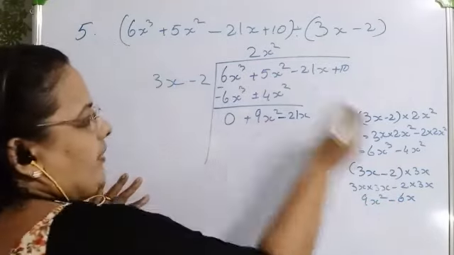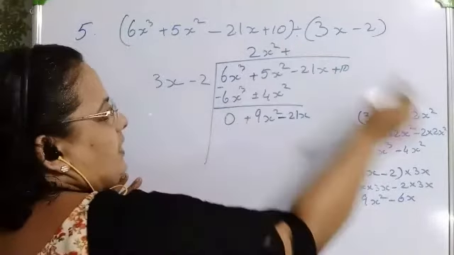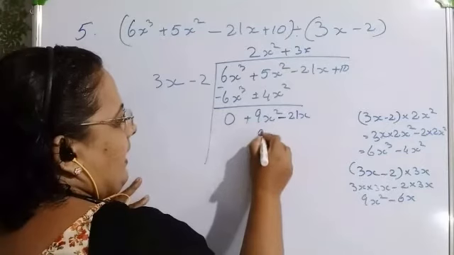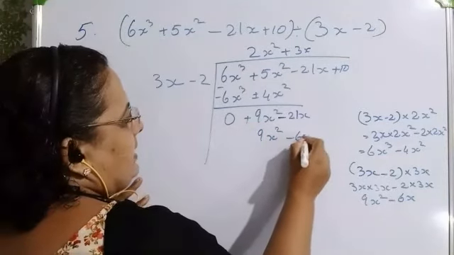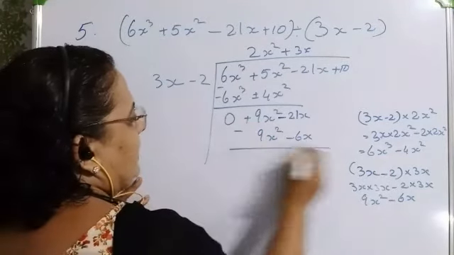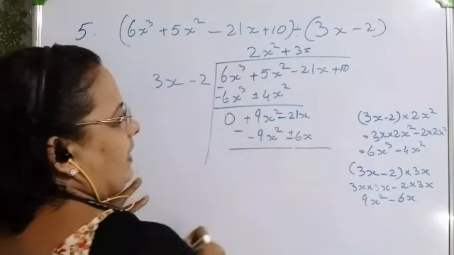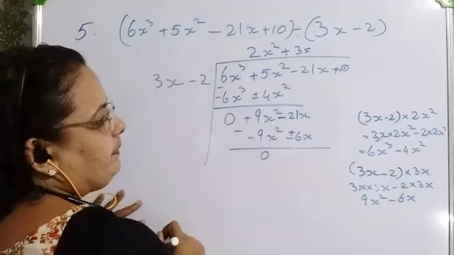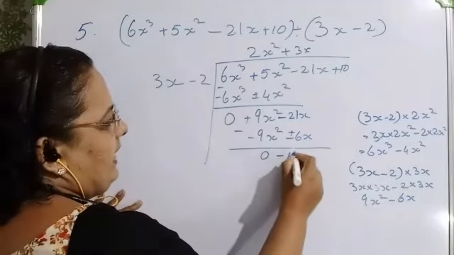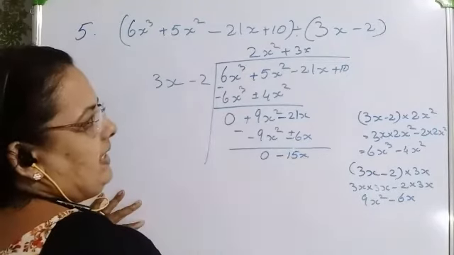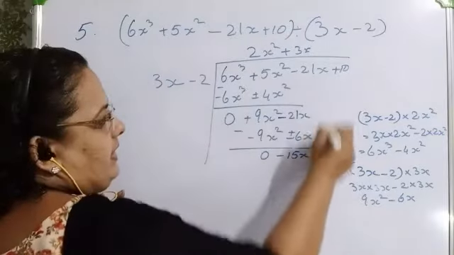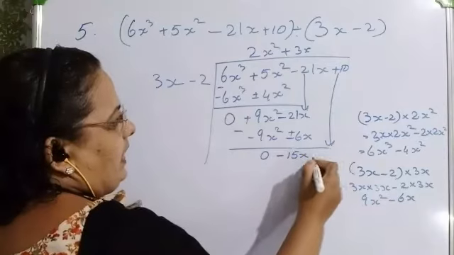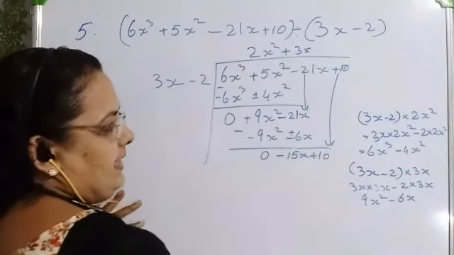Okay, so I am going to write this 3x here. There is no sign, so plus sign we are putting here in the answer. Okay, then 9x square minus 6x. Subtracting it, this will become minus and this will become plus. Here it is 0 and here what will come? It will come as minus 15x. Now what you have to do? You have to bring this. First we brought this down and now we have to bring this down, that is plus 10.